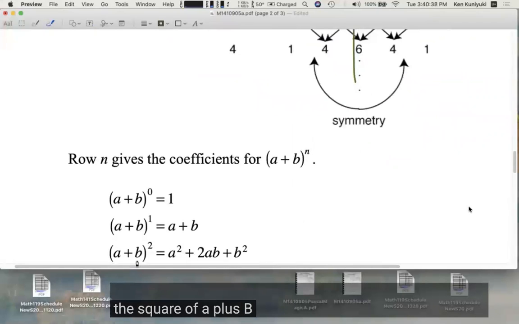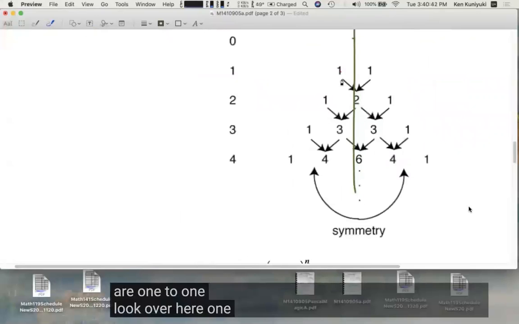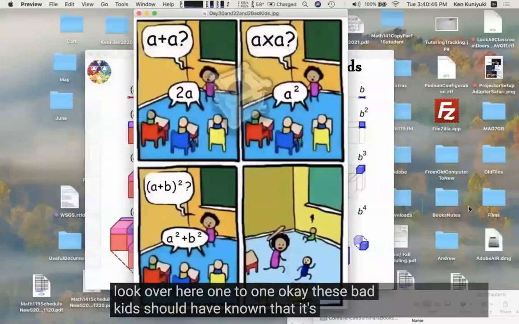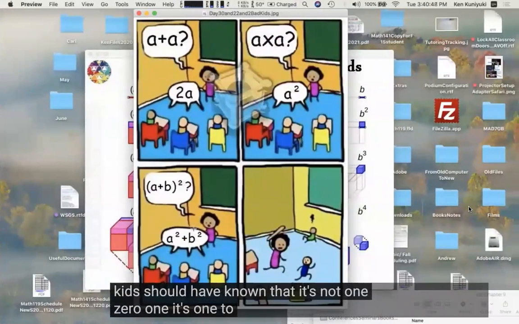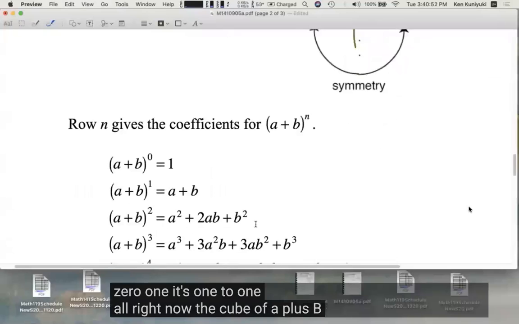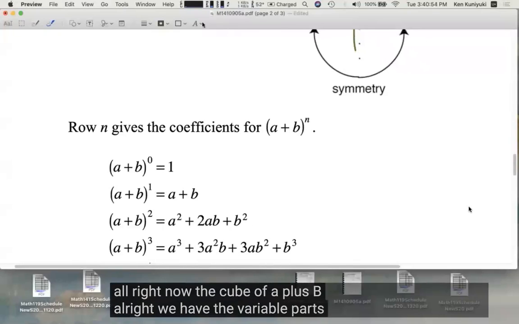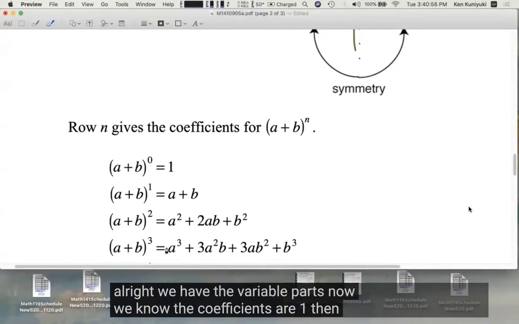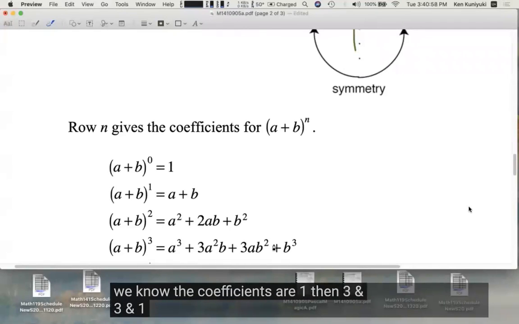The square of a plus b, the coefficients are 1, 2, 1. Look over here, 1, 2, 1. Okay, these bad kids should have known that. It's not 1, 0, 1, it's 1, 2, 1. Now the cube of a plus b, we had the variable parts. Now we know the coefficients are 1, then 3, then 3, then 1.